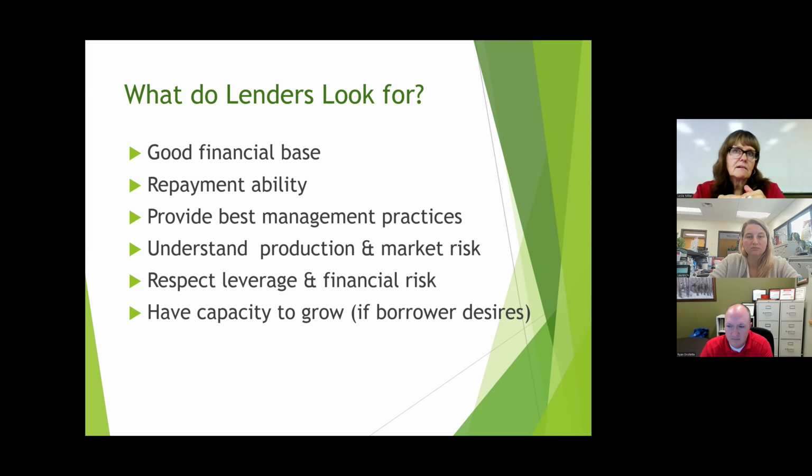And last but not least, we talk about leverage as lenders. Leverage is just a fancy term for debt. And we want to make sure that the people we loan money to respect the fact that the more debt you have, the more financial risk you have, and don't just go out and borrow money as much as they can. They want to respect that debt load. And if you come in and you're talking to us about a loan to expand your operation, we got to make sure you have that capacity to grow. If you're talking about cash renting additional acres, do you have the machinery to handle it? If you're talking about buying more cows, do you have pasture and hay ground that will handle those extra cows? That's very important in determining whether you get the loan or not.